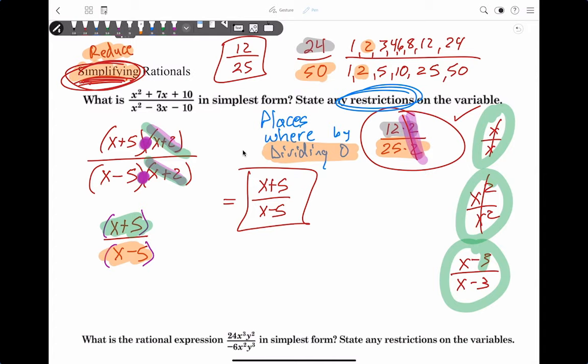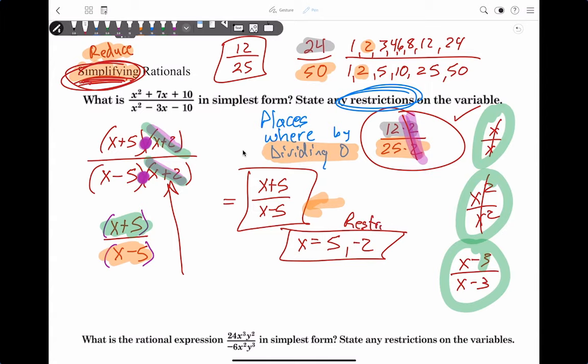Okay, so if you just looked at the answer and you said, oh, well, I know that the restriction is 5, well, you would get half credit. You need to make sure that you account for all restrictions, and the best place to do it is when it was originally factored. So at 5 and -2 would be the restrictions. We could say that right here, restrictions, and that's where your undefined pieces would happen. Okay, so now let's keep going.